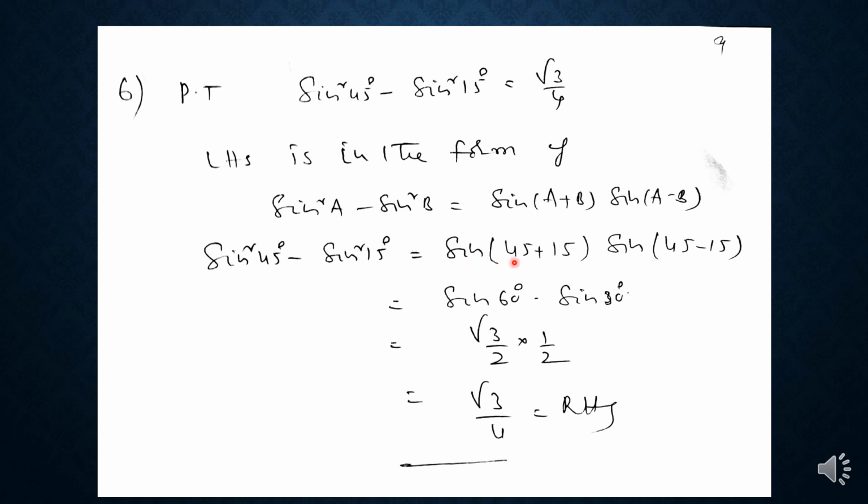So sine of 45 plus 15 is sine 60, into sine of 45 minus 15, which is sine 30. What is the value of sine 60 degrees? Sine 60 degrees is root 3 by 2, into sine 30 degrees, which is 1 by 2. So that is root 3 by 4.